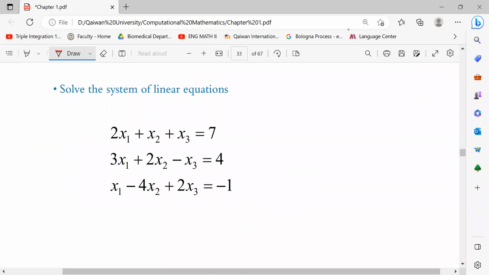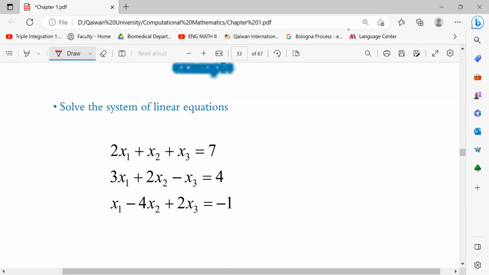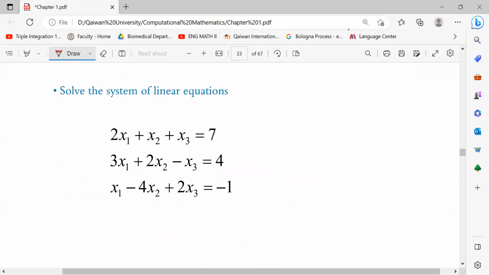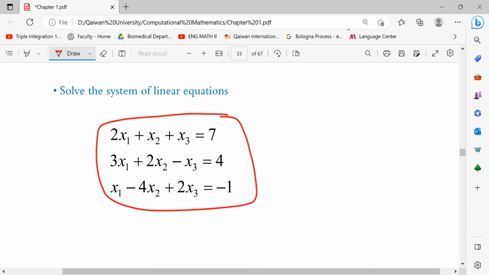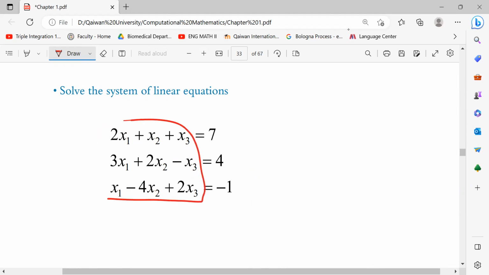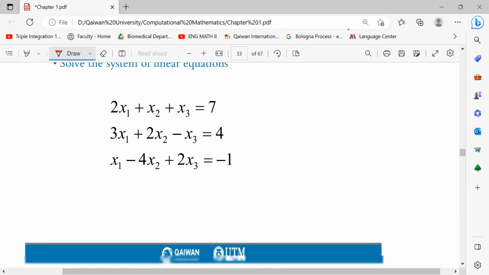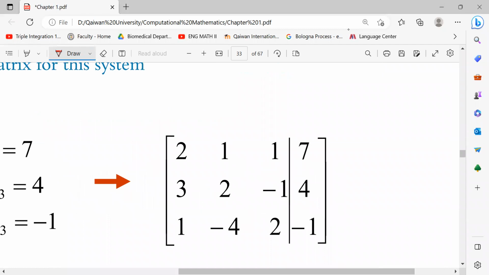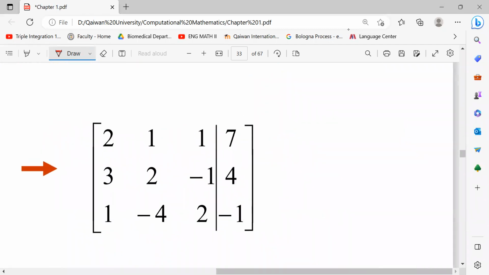Look at this example. It says solve the system of linear equations by using Gauss elimination. The first method is Gauss elimination, so that's why we should use Gauss elimination for solving this linear system. What do we do first? First, we need to write down the augmented matrix. What's the augmented matrix here? It's the coefficients and the constants. And it's written down here. This is the augmented matrix.